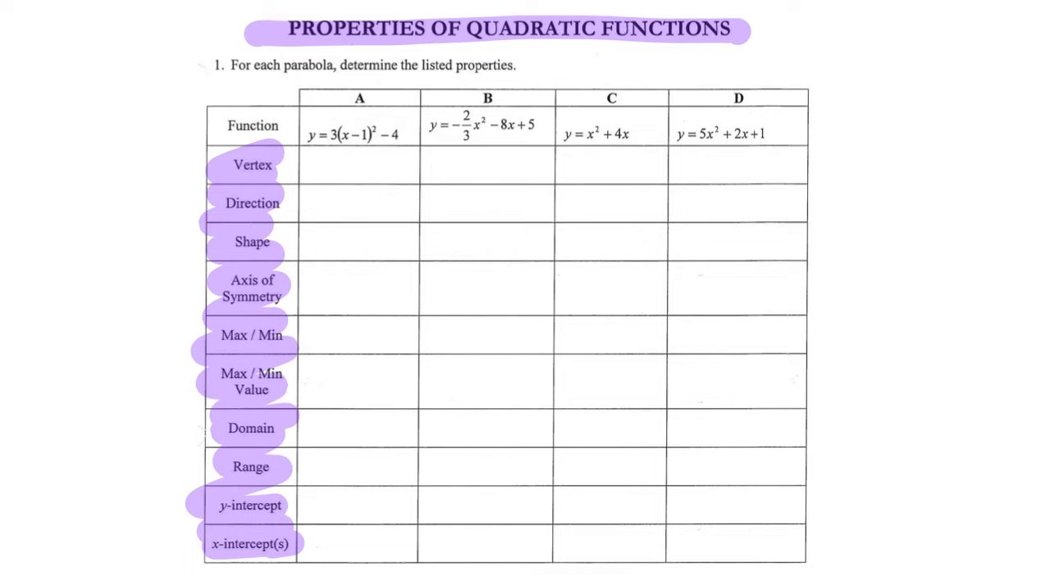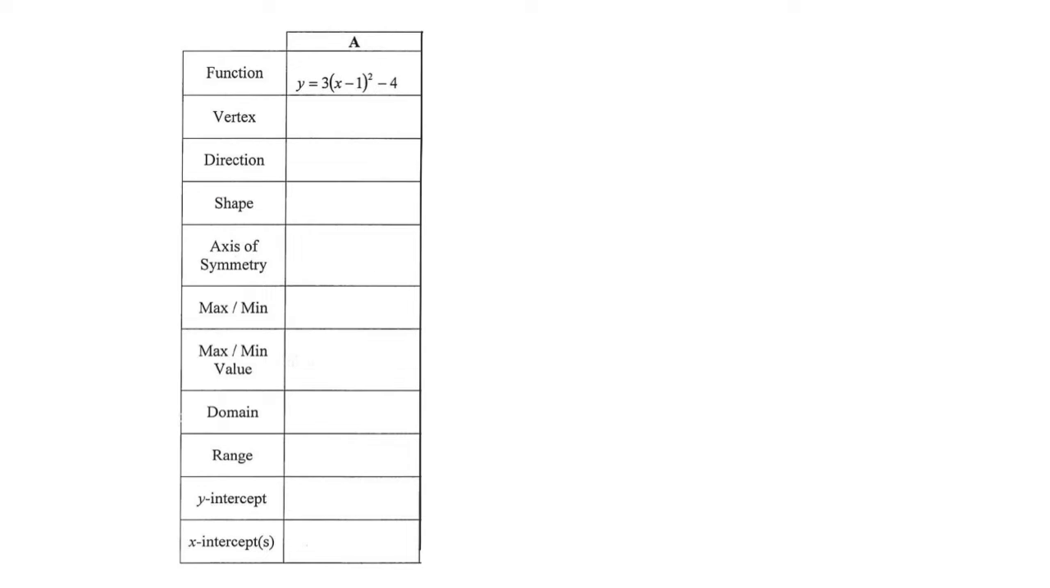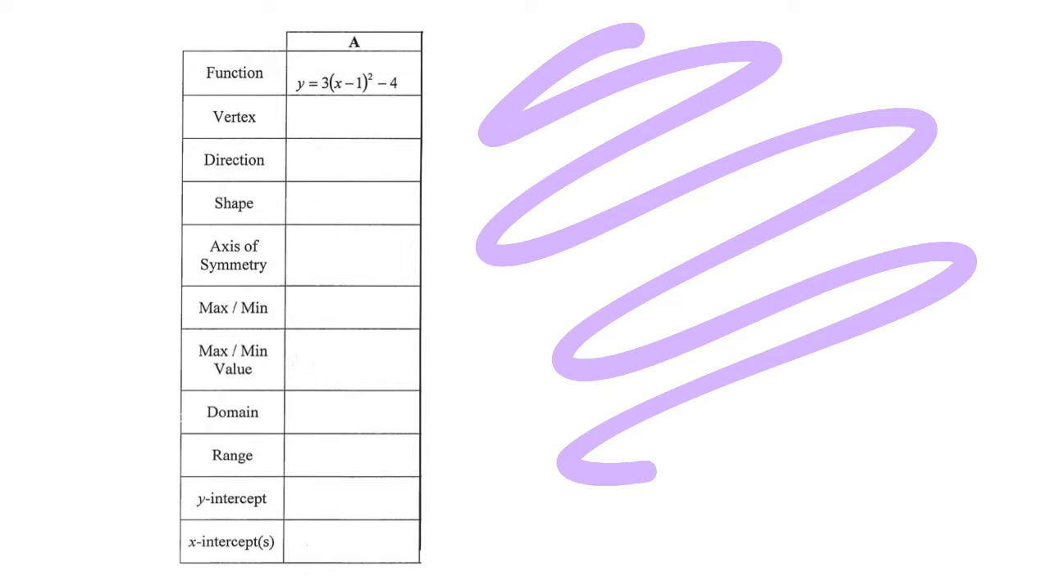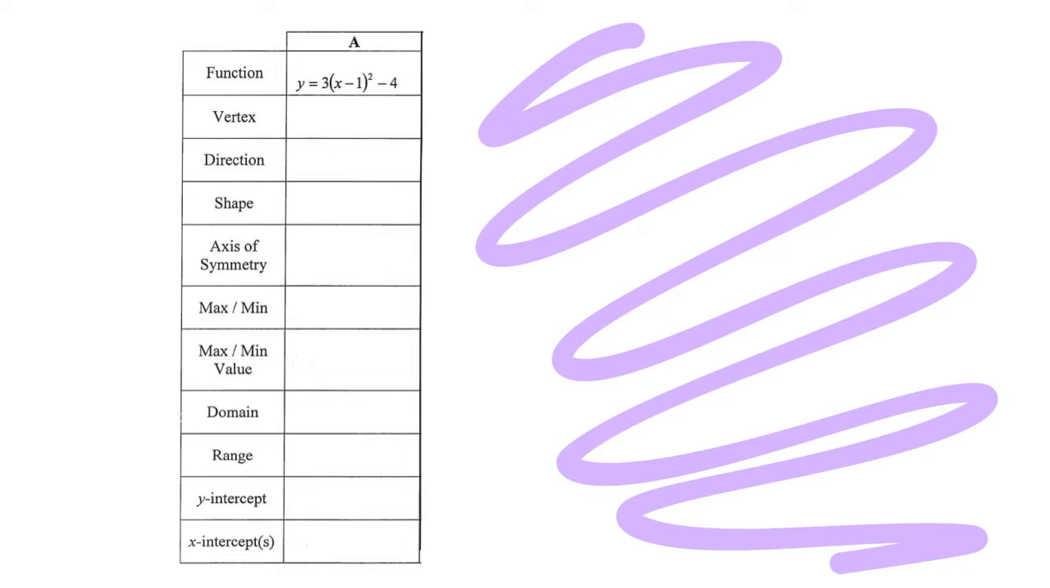Okay, let's jump right in. Okay, so what you see is I've just taken column A and isolated it, so that we have a bunch of room over here where we can go through and do some work. Because to find some of these properties, we're going to have to do a little bit of algebra.